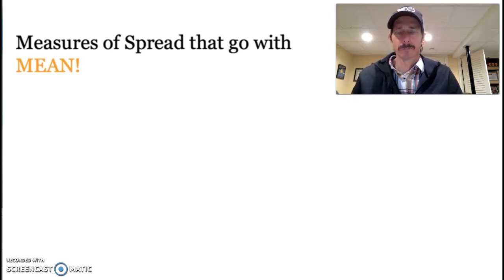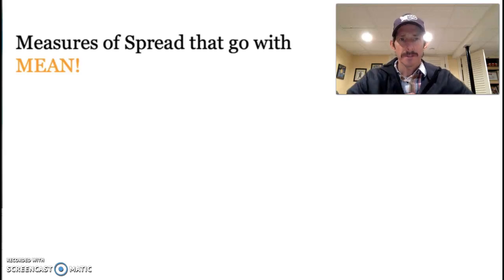All right, we are now going to talk about our other important measure of spread. These measures of spread, I should say, only go with the mean when you use the mean for measure of center. So again, if your data is skewed, you should use the median. And if you use the median, you should be talking about range and IQR for spread.